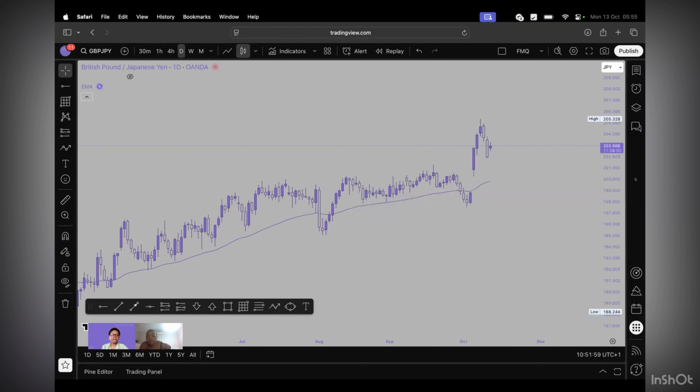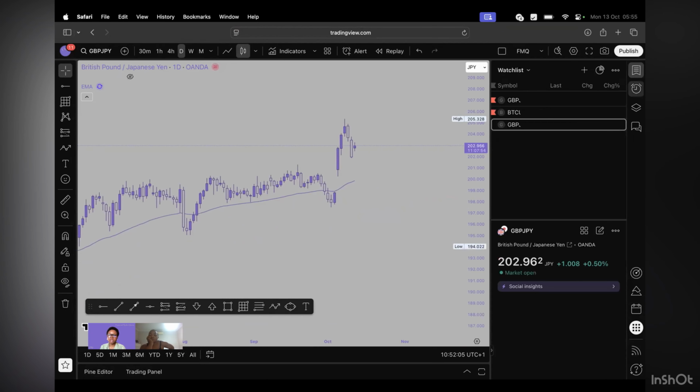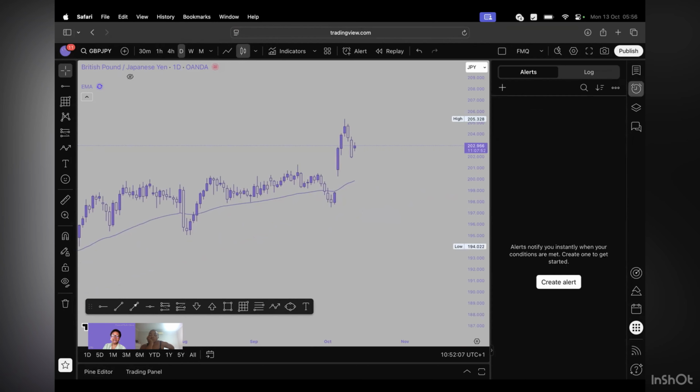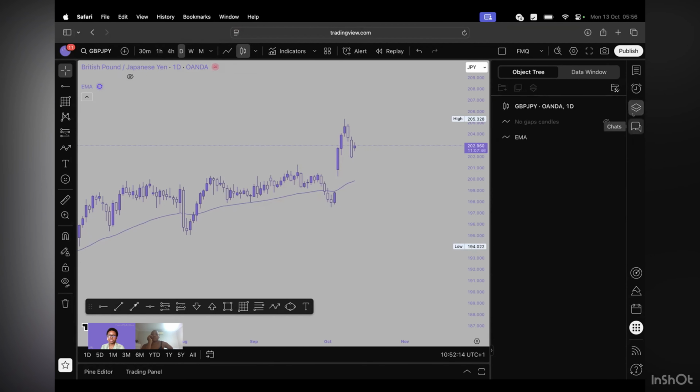The only time I tend to use anything on the right-hand side of TradingView is my watch list and the alerts, to see the alerts that are active and to delete or add any. I don't use anything on the object tree data. I don't use anything there. I do not use anything on the charts.